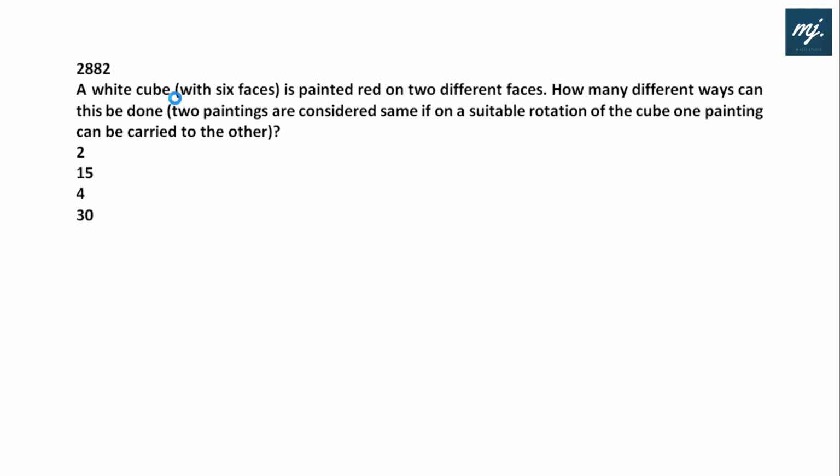A white cube with 6 faces is painted red on 2 different faces. How many different ways can this be done? 2 paintings are considered the same if, on a suitable rotation of the cube, one painting can be carried to the other. See, on a cube, we have 6 faces, we know that.